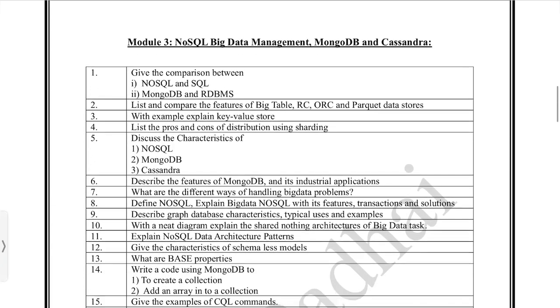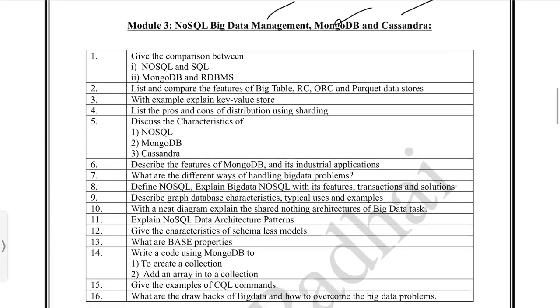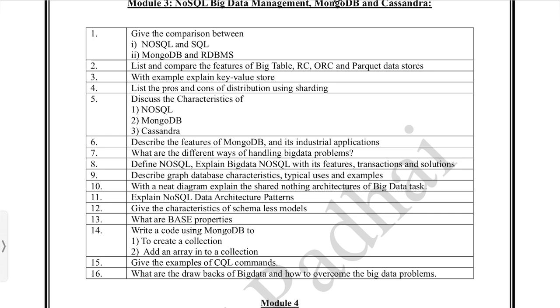Next is module 3, big data management, MongoDB and Cassandra. First, they may ask the difference between NoSQL and SQL, MongoDB versus RDBMS. Next is explain the key features of BigTable, RC, ORC, and Parquet data stores, already explained in the video. Next is define key value data store, already there. Pros and cons of distribution using sharding. What are the pros and cons?